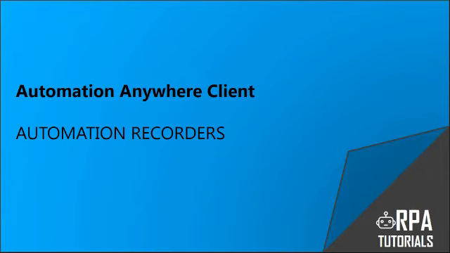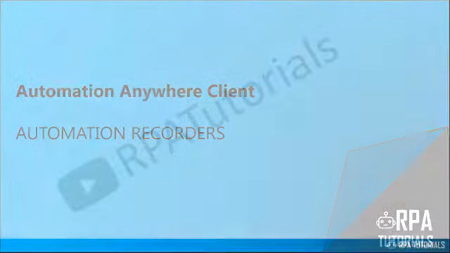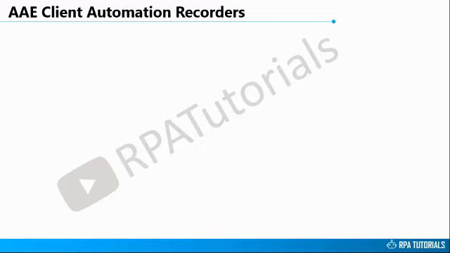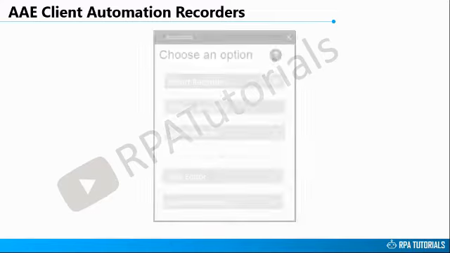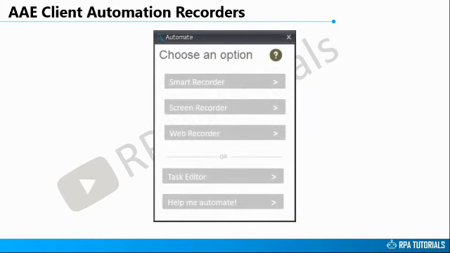In this video, we will cover different types of recorders available in Automation Anywhere client application. At the time this video is created, the latest version of Automation Anywhere client is 10.7. In order to automate your processes, you need to create automation tasks. Automation Anywhere gives you 4 ways to create your automation tasks: Smart Recorder, Screen Recorder, Web Recorder, and Task Editor.